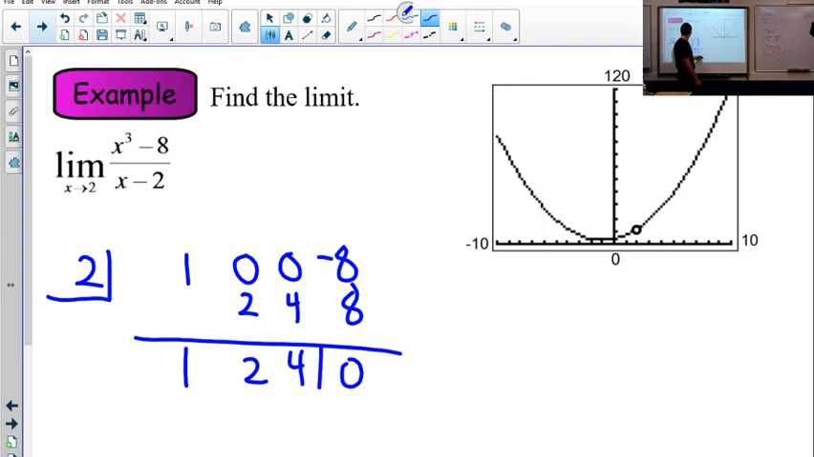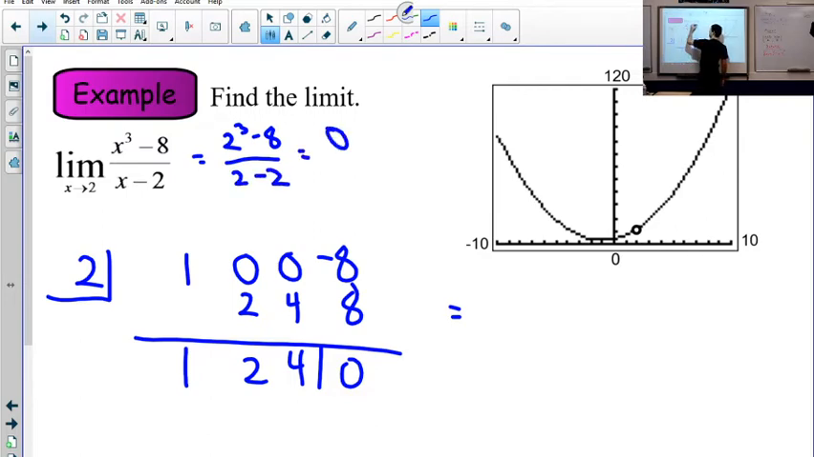So this tells me that it equals, oh wait a second, we didn't try and plug it in first. Let's try and plug it in. Maybe it'll work this time. 2 cubed minus 8 over 2 minus 2. 2 cubed is 8 minus 8 is 0 over 2 minus 2 is 0. Oh no, it didn't work. Thought for sure it would work that time.